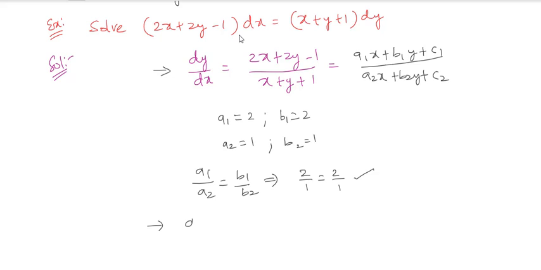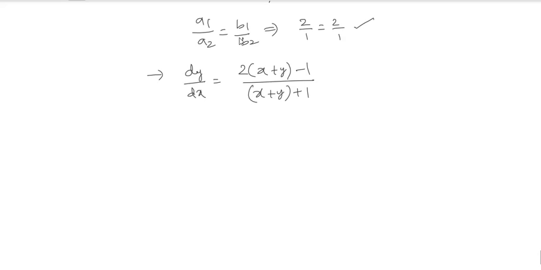The differential equation dy by dx. See the given differential equation. What I will do is make 2 as a common. If I take 2 as common, 2 into x plus y minus 1, then this one will be x plus y plus 1. Am I correct or not? So now let me take the substitution. Let x plus y be another variable. So let x plus y is equivalent to v. Do the differentiation: 1 plus dy by dx, with respect to x, so you will have it as dv by dx.